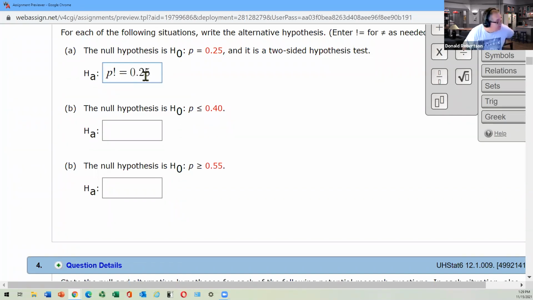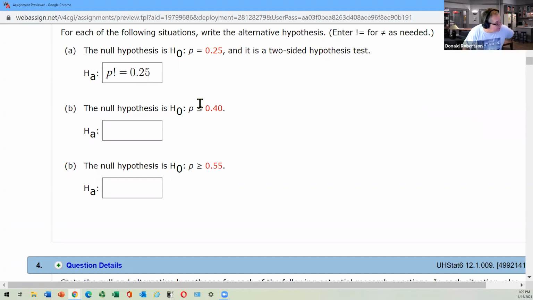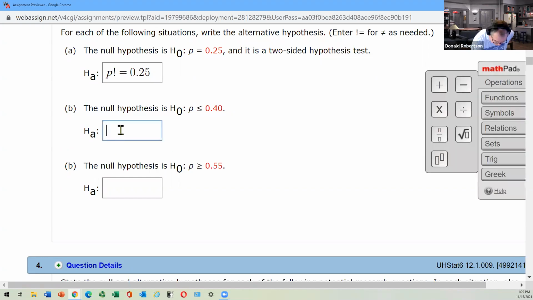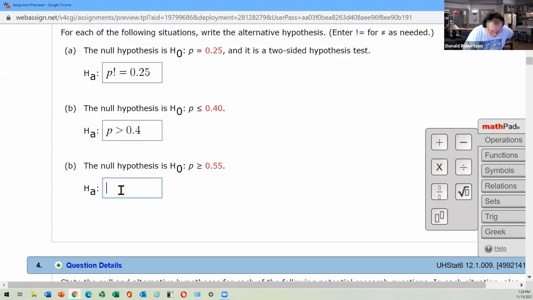0.25. Now, if they really wanted to do this question, a better way of doing it would have been just to tell you P is 0.4, and they want to know an alternate where it's bigger than 0.4. Thank goodness they don't do that too often. That's the end of those.